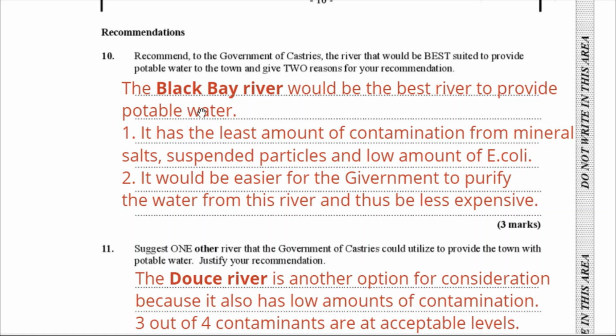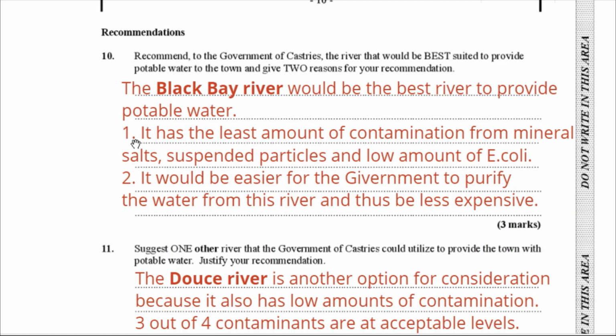So I have here the Black Bear River will be the one best suited out of the 5 rivers. So first of all, the first reason, it has the least amount of contamination from the mineral salts. So that's the phosphates and the nitrates, and also the suspended particles, the sediments, and it has low amounts of E. coli. So that makes it ideal.